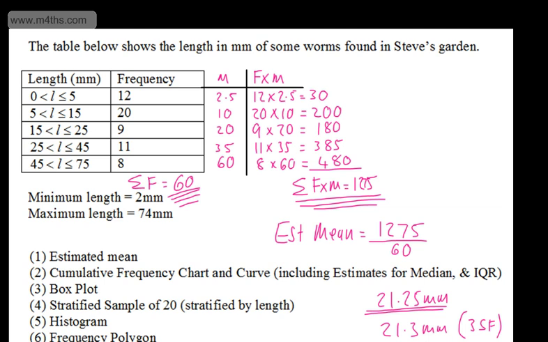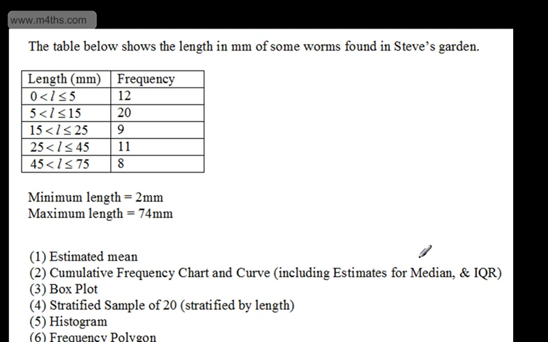We're now going to look at a cumulative frequency chart and curve, including estimates for the median and interquartile range. So IQR is the interquartile range. When we see the words cumulative frequency, we think running total.